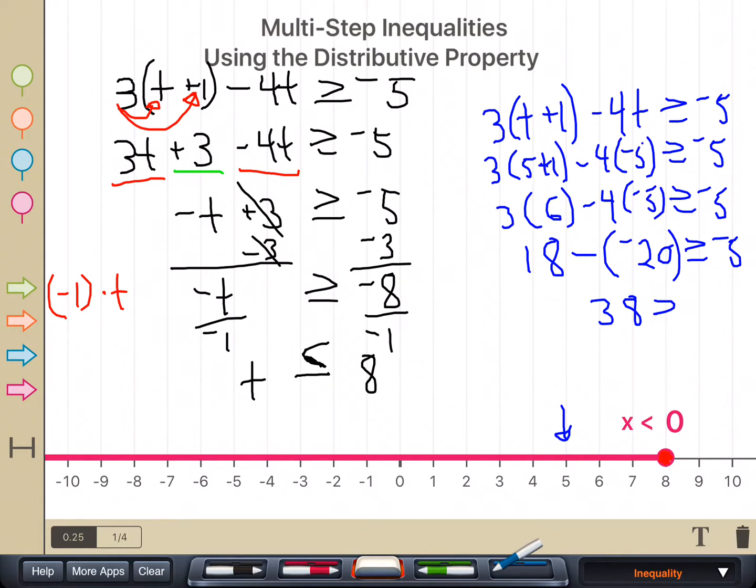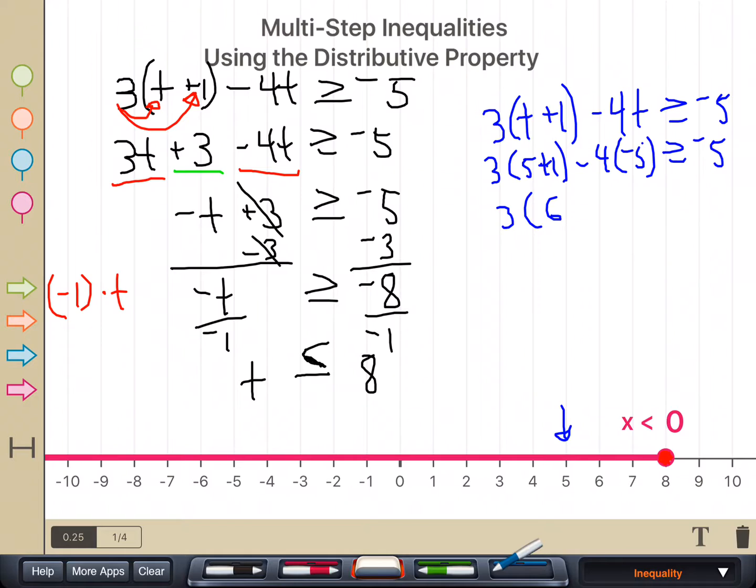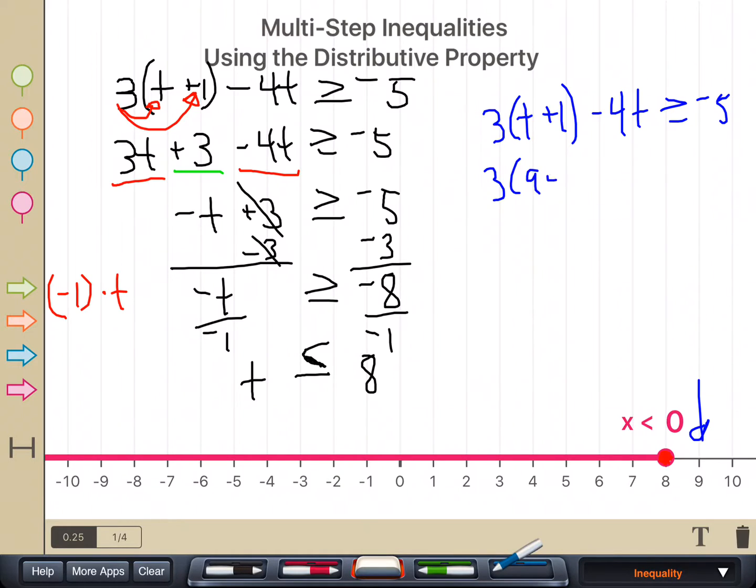Now let's try an example that does not work. A value that should not work is 9. So let's see what happens when we pop a 9 in there. So we're going to replace the t's with 9s. That's our first step. And then we're going to solve.